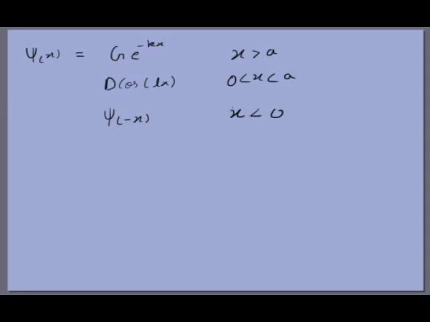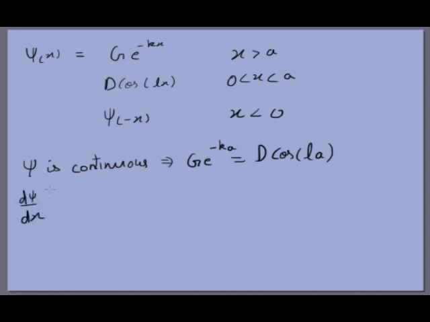And now we need to do the boundary conditions, which are that psi is continuous at x is equal to a and d psi by dx is continuous. Psi is continuous gives us G e to the power minus ka is equal to D cos of La, and d psi by dx.